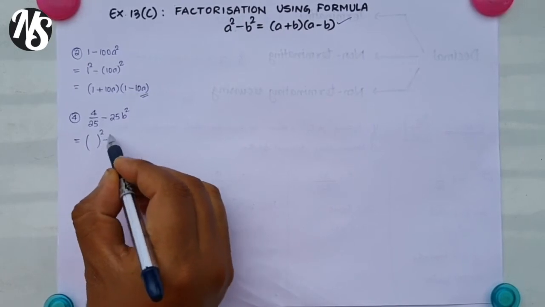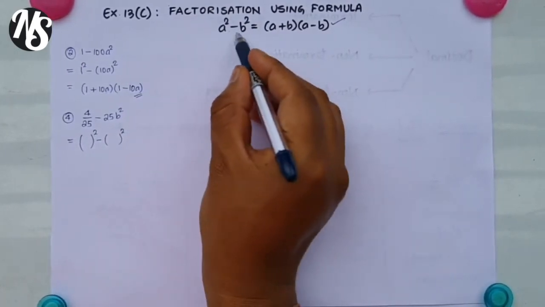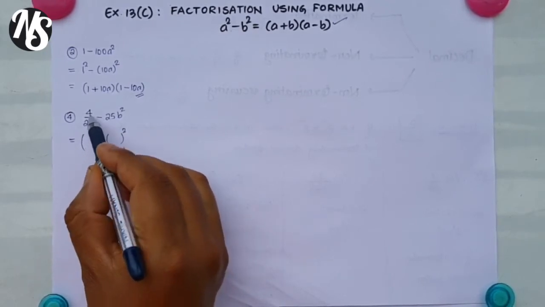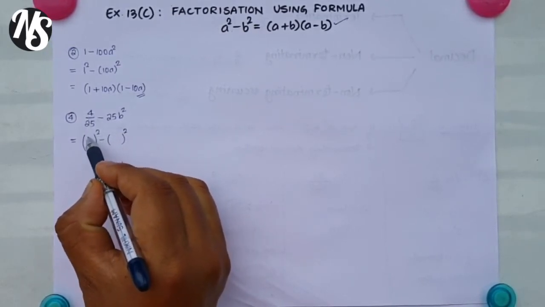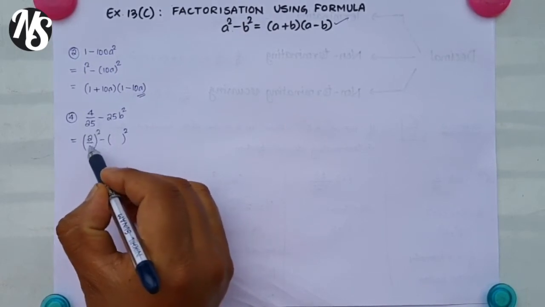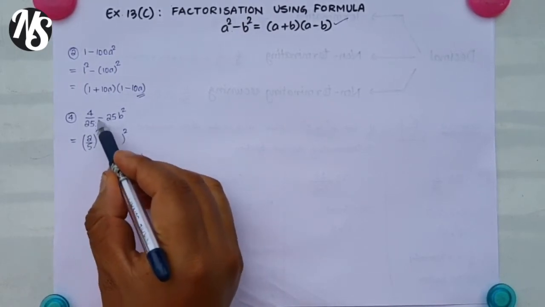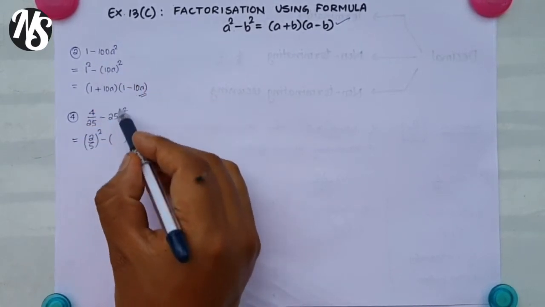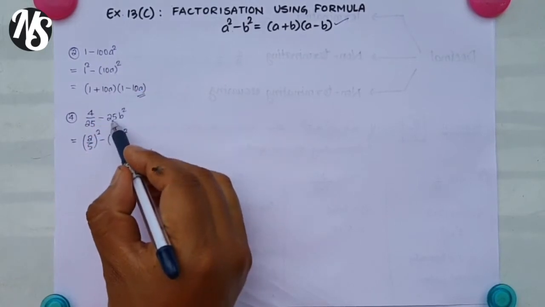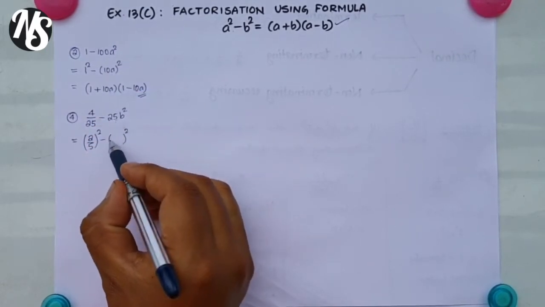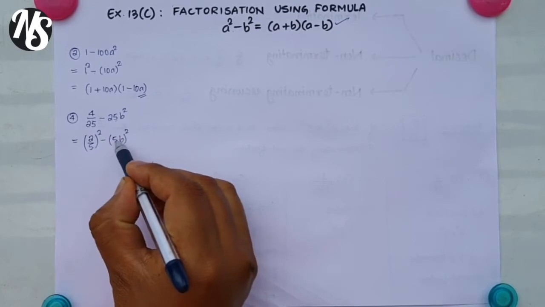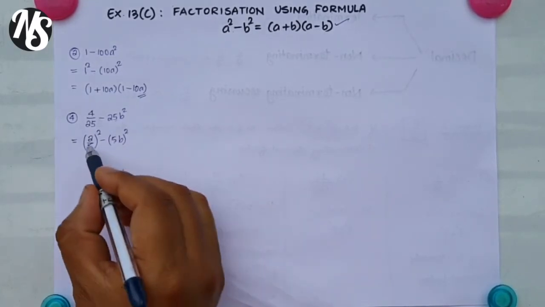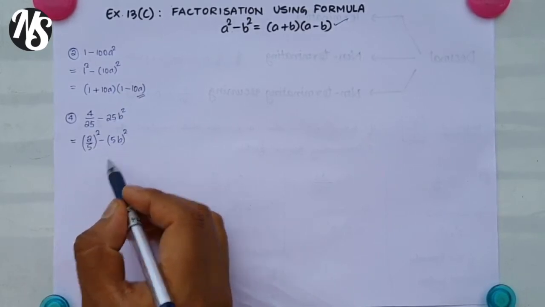So as usual, you will write this as a square minus b square. Okay, so if you write this as whole square, what is the square root of 4? It is 2. And what is the square root of 25? It is 5, isn't it? So 2 square is 4, 5 square is 25. And similarly, if you write this in this format, the square root of 25 is 5, and we have b here. So 5 square is 25, b square is b square. Okay, now a is 2 by 5, b is 5b.